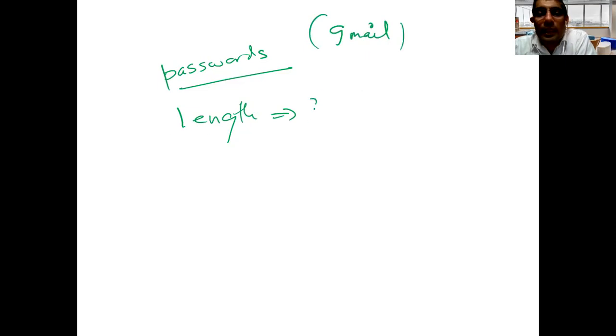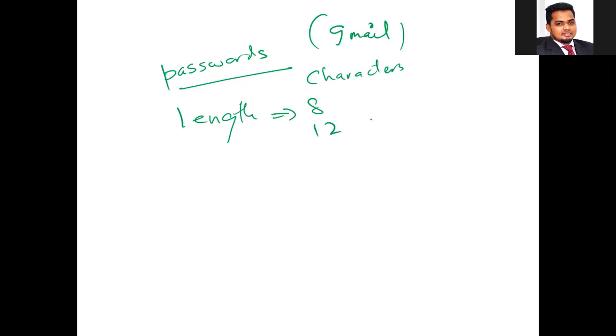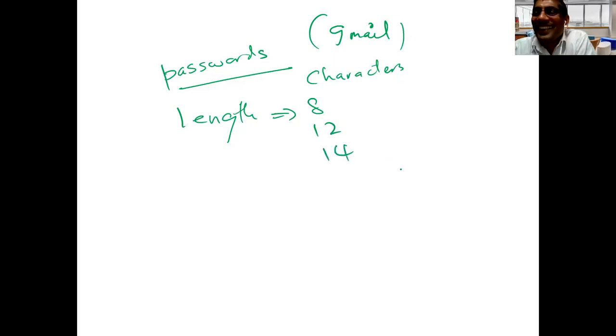8 characters. Okay. 12. So we have 12. Okay. Any other numbers, other than 8 and 12? Just check your password. 14. 14. Okay, good. Anyone who would like to beat this? 11. 11. Okay, it's there.